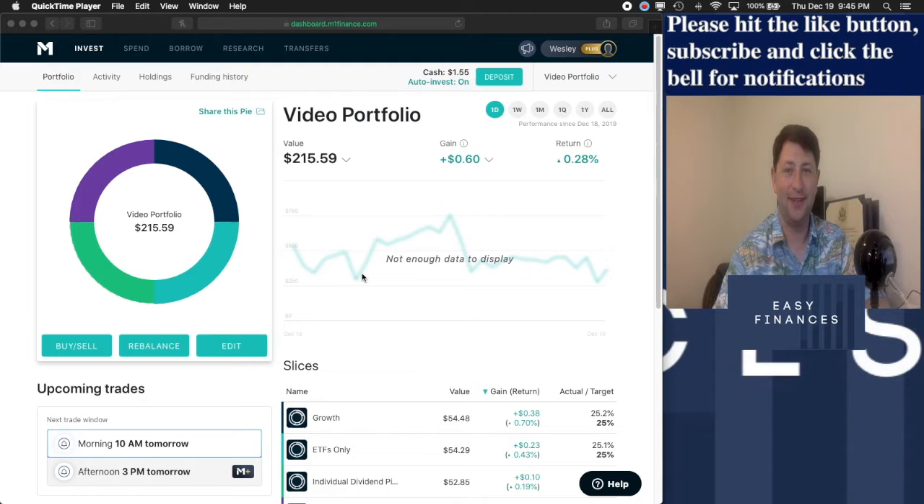First up, this portfolio is for demonstration purposes only. I am not a certified financial advisor. If you have questions about your specific financial situation, please find a certified financial advisor. As for that, let's get on with it.